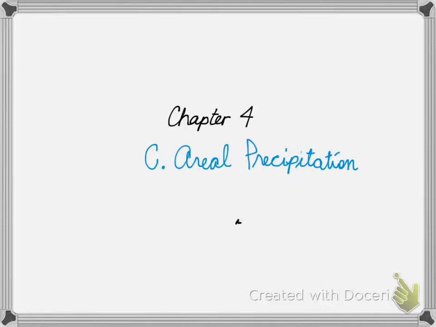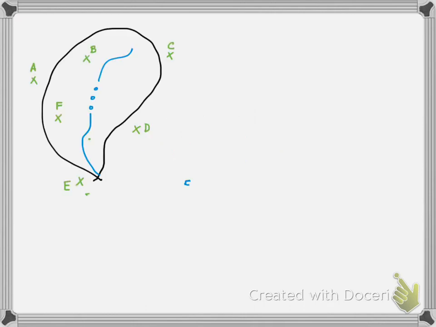This video covers how to calculate rainfall for a specific watershed, called areal averaging. You are given the following watershed with 6 gauges. Some gauges are internal and some are external. However, all contribute to the rainfall characteristics within the watershed.